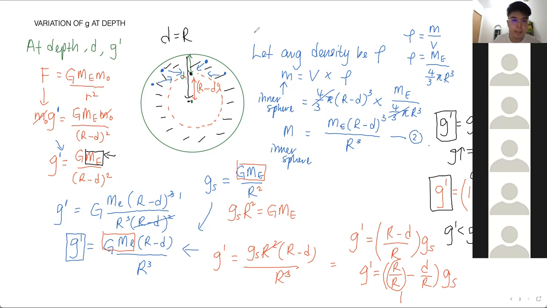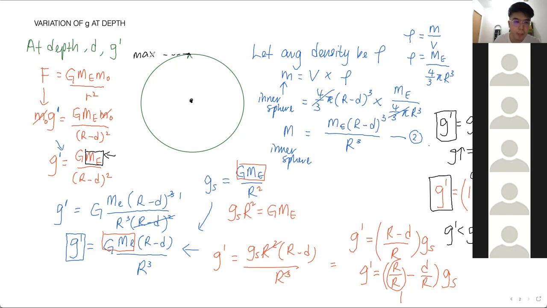Looking at these two, this is the center. Where is the maximum g? Maximum g is at the surface. Why? Because when you go inside, the g will decrease, and at the center, the g is zero. When you go above, the g will also decrease, and at some point the g is also zero. So the only maximum point is at the surface of the Earth.